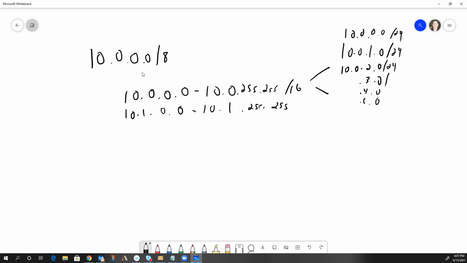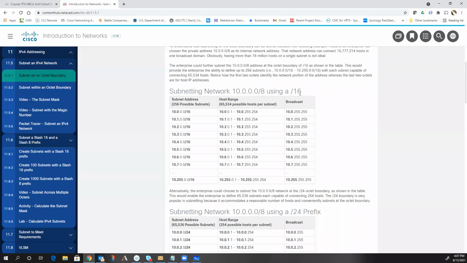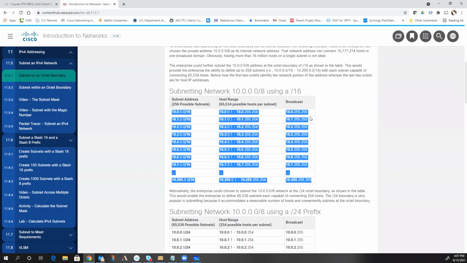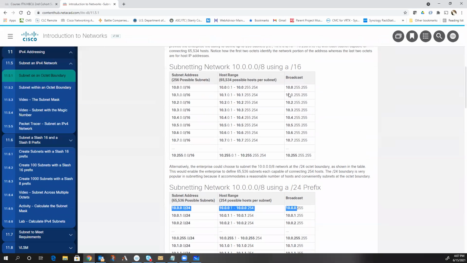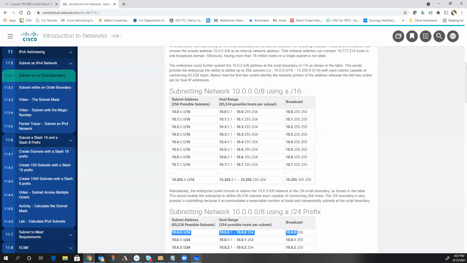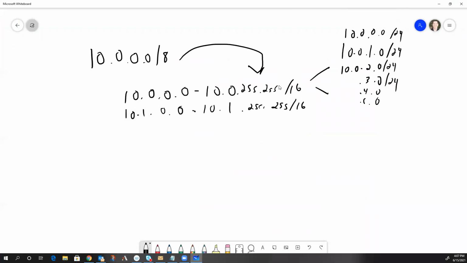So I could take and break this /8 into /16s and then use those /16s for buildings. And then inside of the buildings, for every classroom, I could do /24s. And that's really what they're showing you in this example, how you can break it down first using a /16 and then take those and break them down using /24. You could apply it to a building. This is a great idea because, imagine, I'm going to add one more here just so I can show you this.